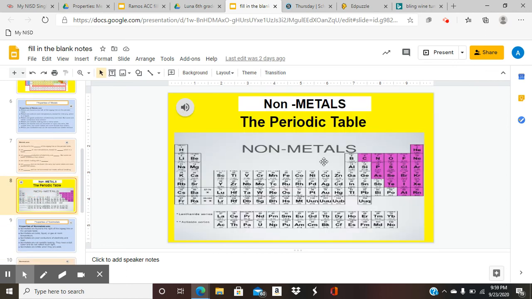Slide 8, the nonmetals. In the periodic table, you're going to find the nonmetals to the right of the zigzag. And they're the ones that are colored in purple. They're on the right of the zigzag.